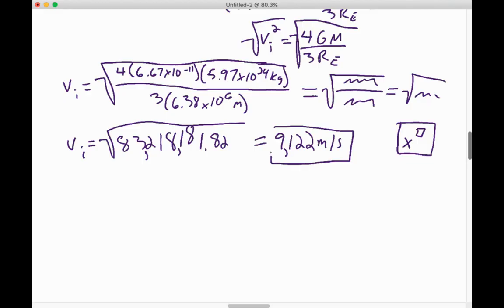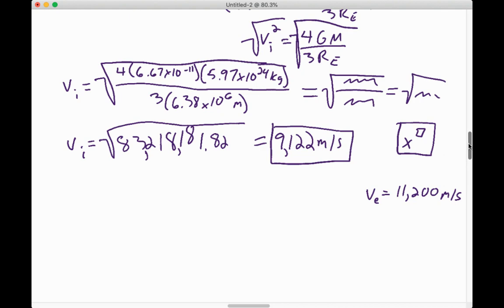So I put a box around it, and then I do the step, does this make sense? Well, we solved for the right thing. We solved for V initial. It's in the right units, meters per second. And let's think about this number. It's pretty fast. 9,000 meters per second is about 18,000 miles per hour. But if you remember what the escape velocity from Earth is, it's about 11,000 meters per second. So this number is very big, but it's still a little bit less than that, which makes sense.